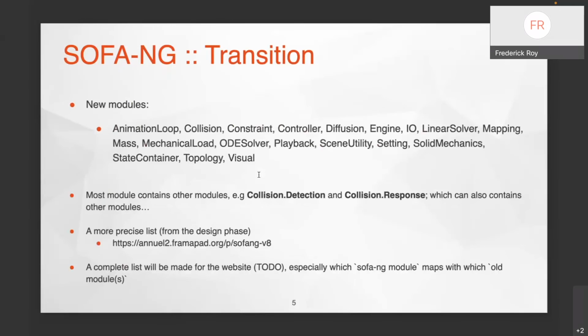So you can see here the list of the new modules in SOFA-NG, but you should be aware that this list was designed like 1 or 2 STCs ago. In that list, it's quite straightforward. In animation loop, you have animation loop. In collision, you have all the collision stuff, etc.